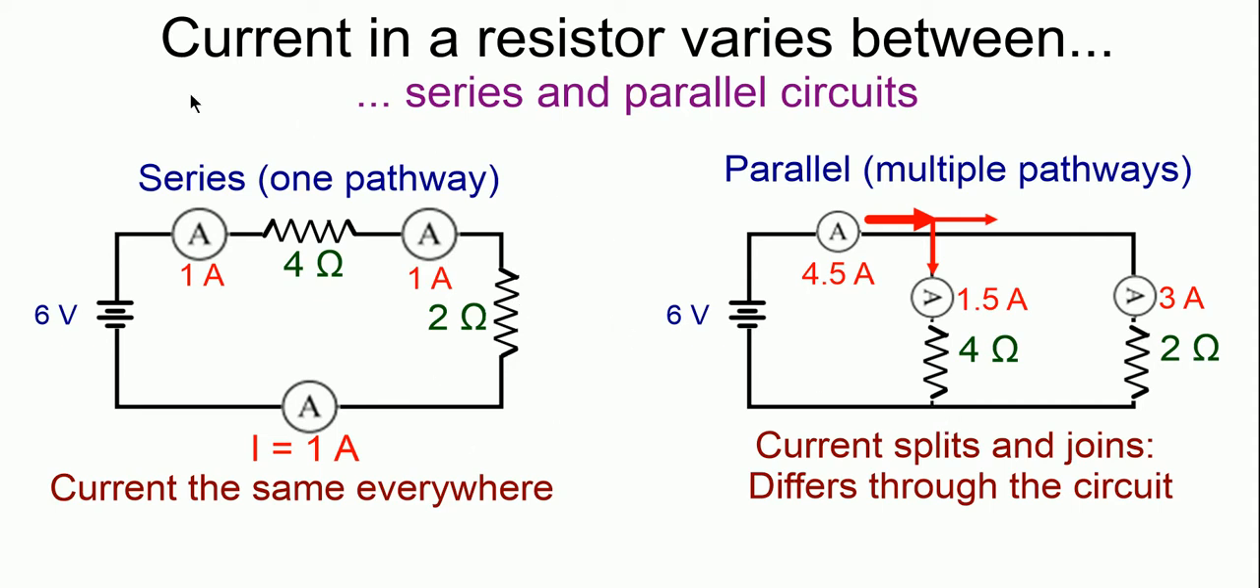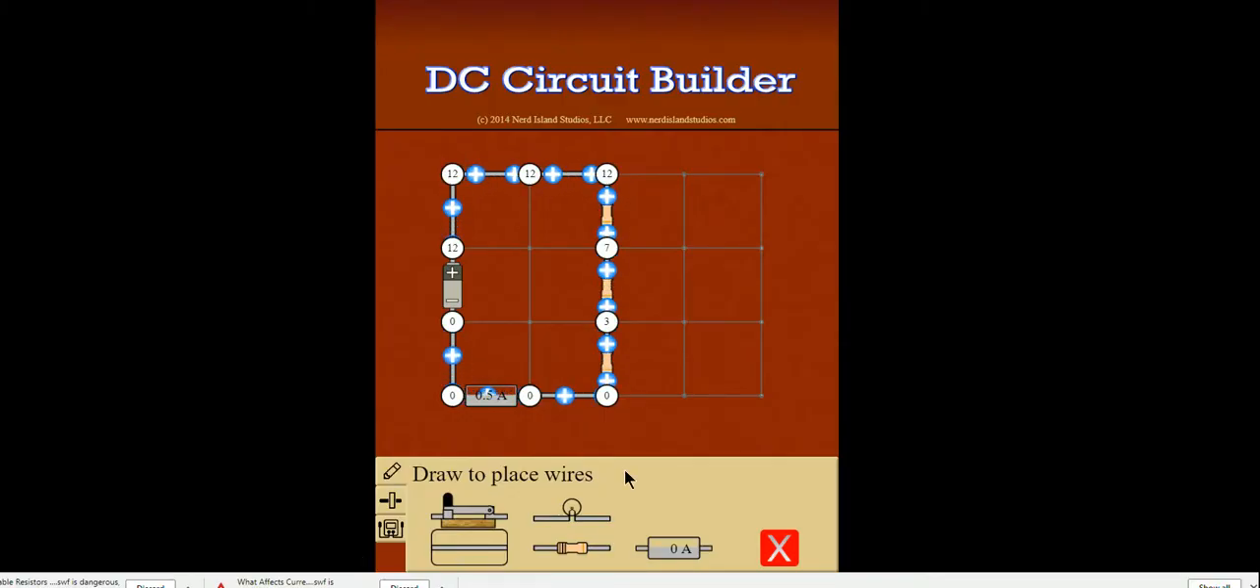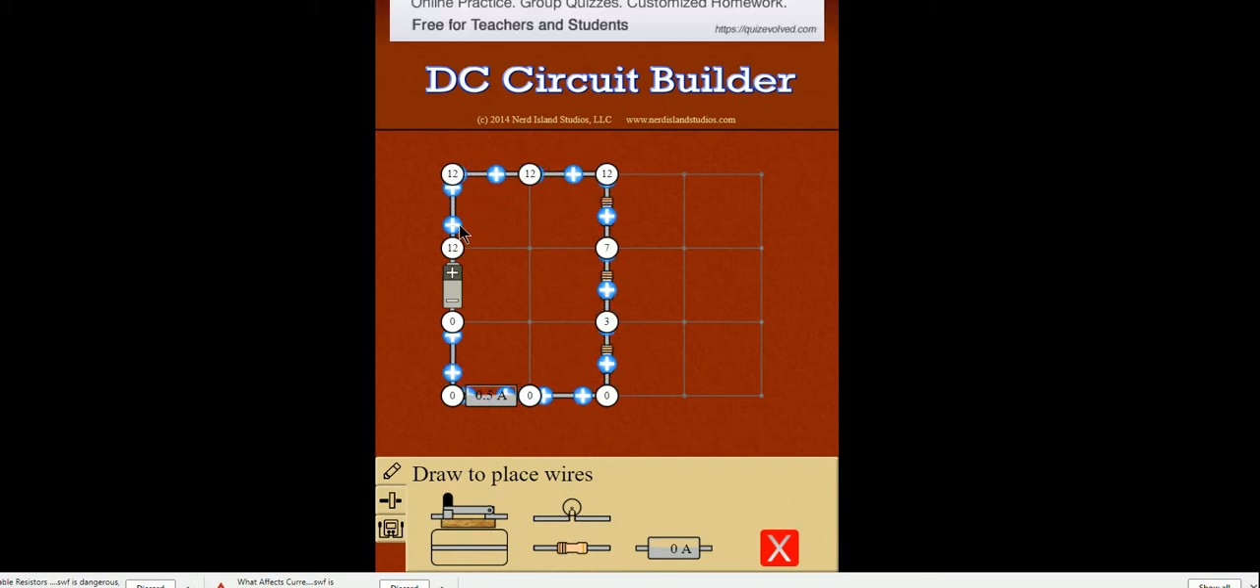All right, so current can be different from series to parallel, but we still are talking about current in a particular resistor. Now the best way to find voltage is to look at the tool we used in class. Here's the tool, and you recall it works like this. Now we've got a 12 volt battery here. The symbol here for a resistor is that guy there. So note there are 3 of them. 1, 2, 3 resistors.